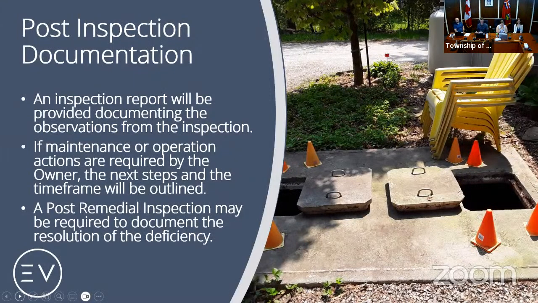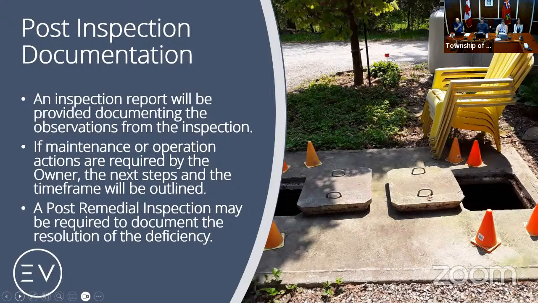That will document all of the observations that we saw and provide recommendations if there are any. If there were any maintenance or operation actions that were required to be taken, those next steps will be outlined. And we're just noting that it depends on what deficiencies were observed, but there may need to be a post-remedial inspection, which would mean that someone is coming back out to make sure that the system is now functioning now that a certain component has been corrected or fixed or investigated.